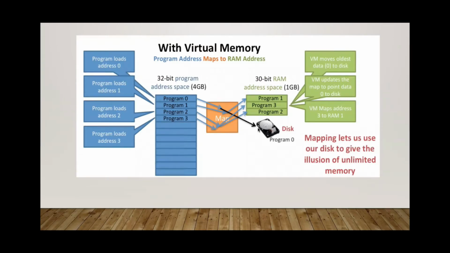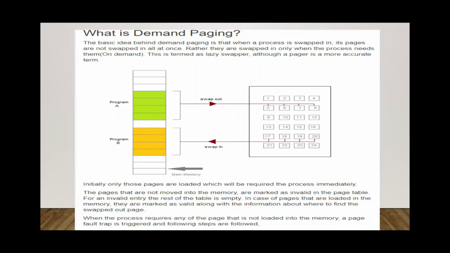Now let's talk about its memory management. The first one is demand paging. What is demand paging? The basic idea behind demand paging is that when a process is swapped in, its pages are not swapped in all at once. Rather, they are swapped in only when the process needs them, or on demand, which is termed a lazy swapper, although pager is a more accurate term.